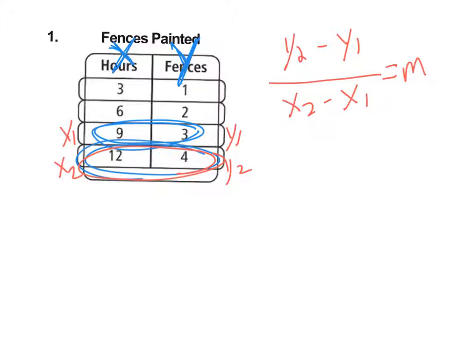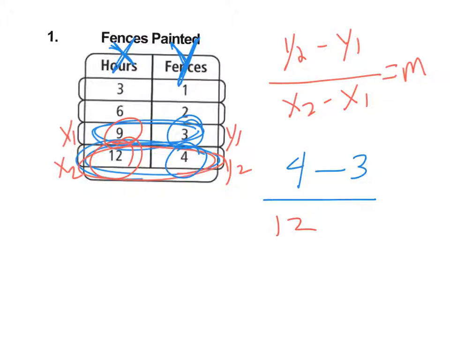Now I just plug those numbers into my formula. y2 is the number 4. That's going to go here. y1 is the number 3. That's going to go here. Then x2 is the number 12. x1 is the number 9. You're going to subtract now. 4 minus 3 is 1. 12 minus 9 is 3.